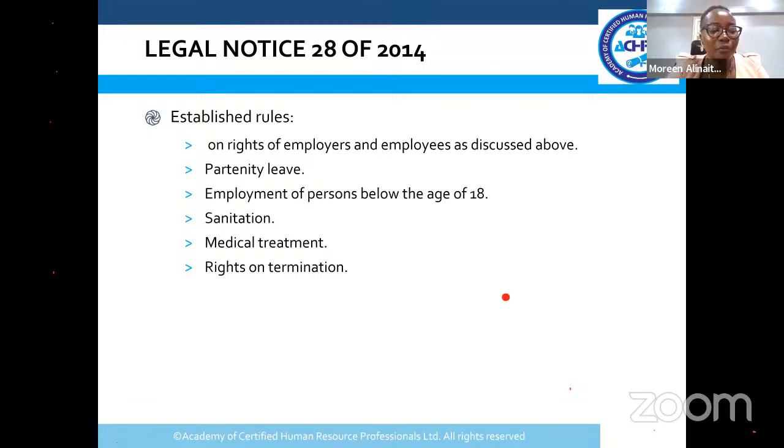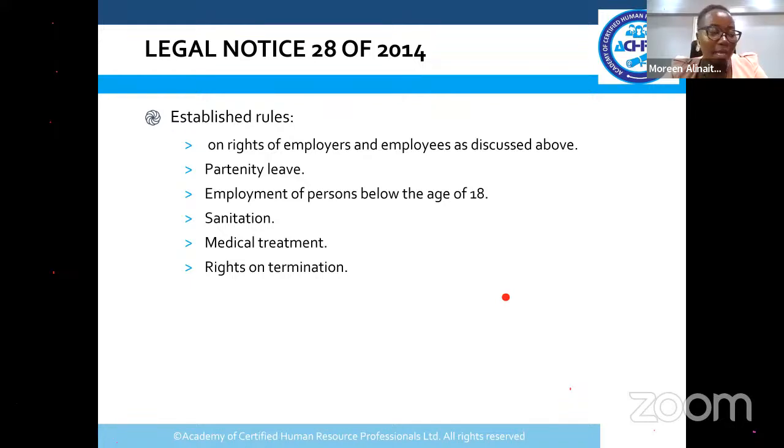It is the one even which brought about the area we were discussing on the terms of a contract, what must be in a contract, dismissal, rights on dismissal, rights of a child employee. It is the one that brought about all these aspects that we've been discussing, because the 2007 Act was just plain, was just the Act. They had not thought everything through, and now they brought it clearer in Legal Notice Number 28.